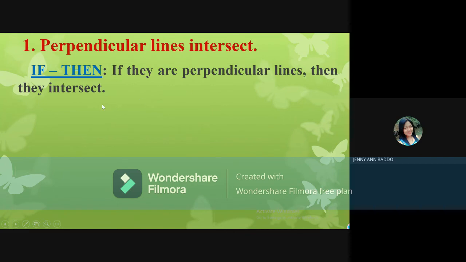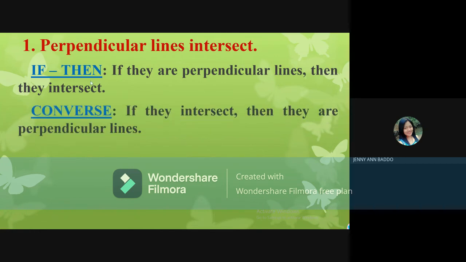Now, given the if-then statement, we can now easily determine the converse statement. So we have to interchange the if and then. So we have to interchange the sentences after if and after then. So we have if they intersect, then they are perpendicular lines.